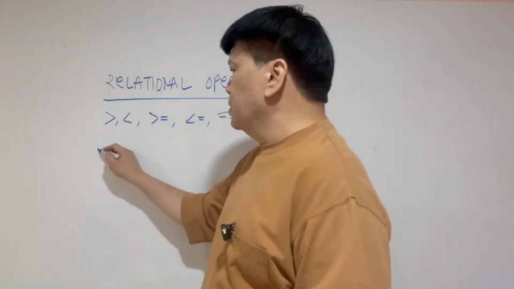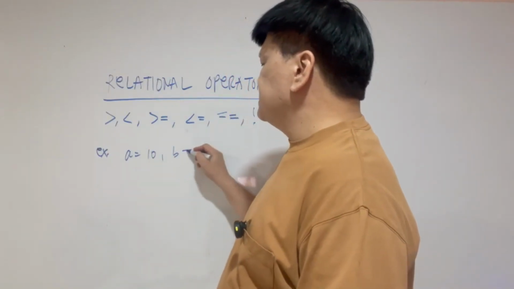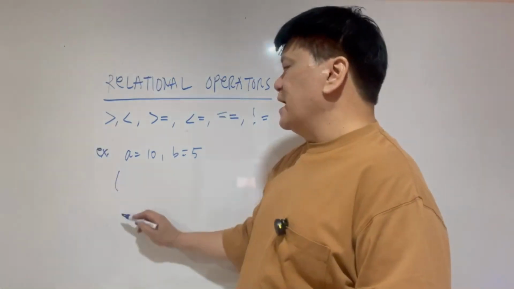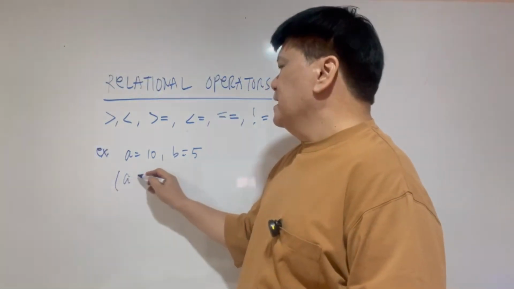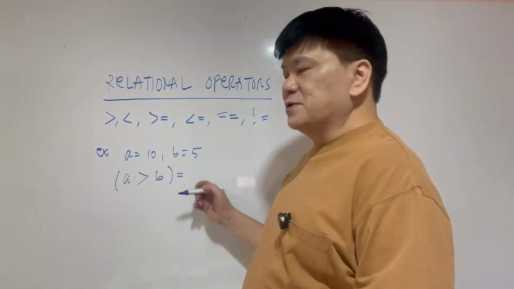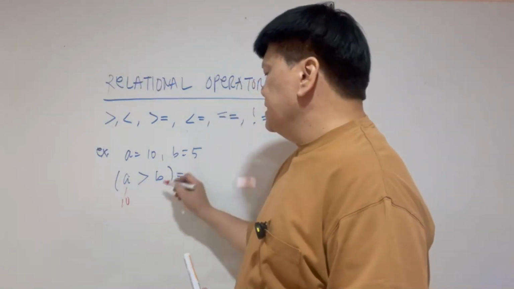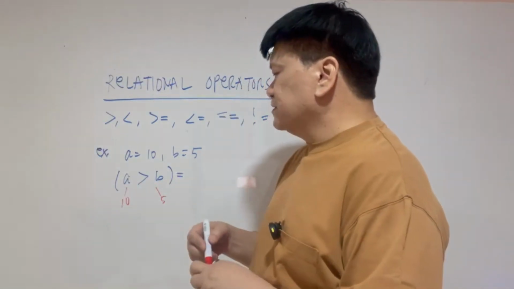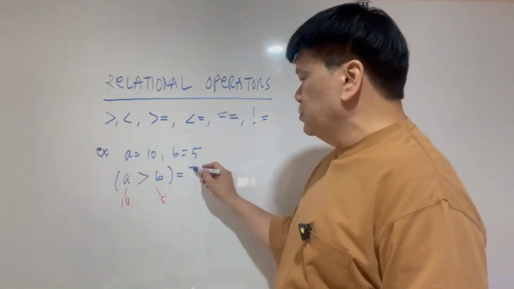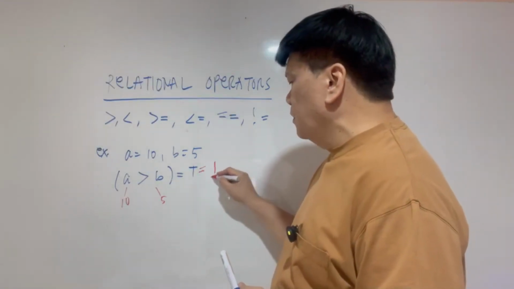For example, your A is equal to 10, B is equal to 5. Then you do the testing: A, is it greater than B? So what is the answer? A here is equal to 10, B is equal to 5. So 10 is greater than 5. The answer is true, but that will display an output of 1.